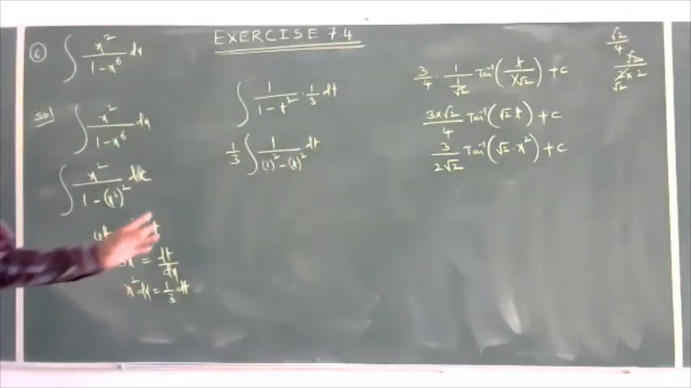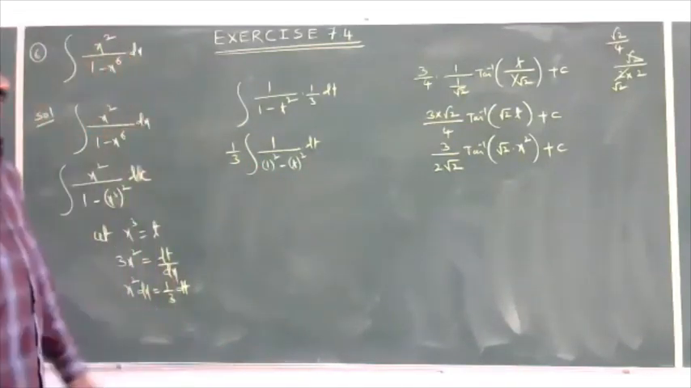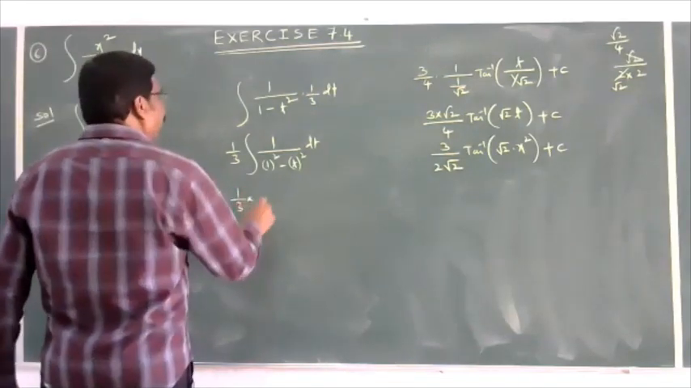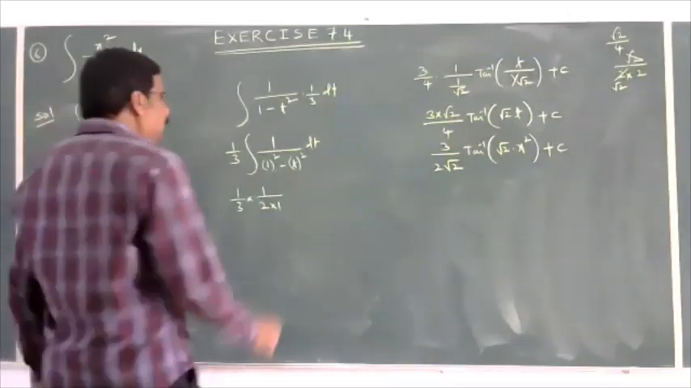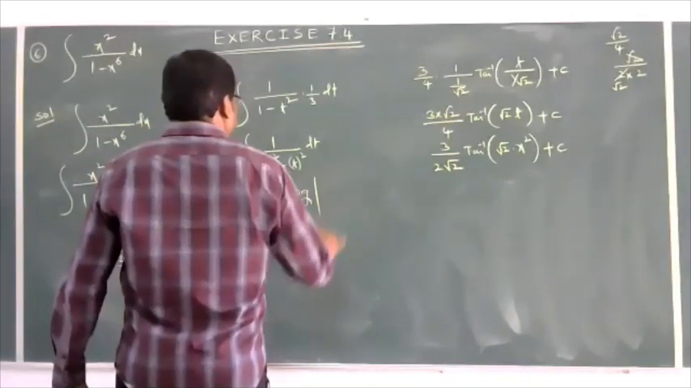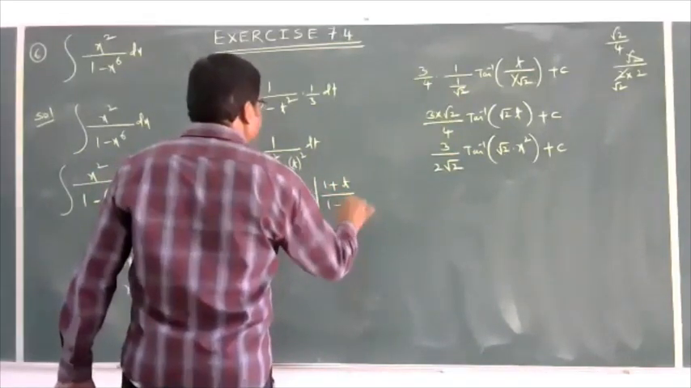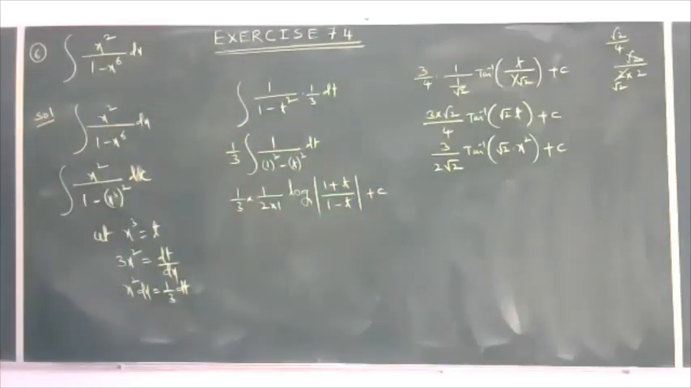So what is the formula? Integral 1 by a square minus x square formula. 1 by 3 into 1 by 2a log mod a plus x by a minus x plus c. Correct formula: integral 1 by a square minus x square is 1 by 2a log mod a plus x by a minus x.